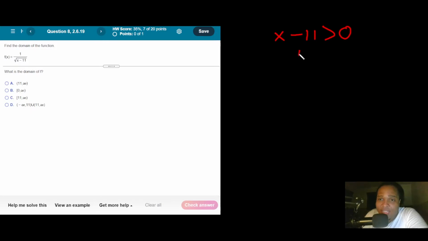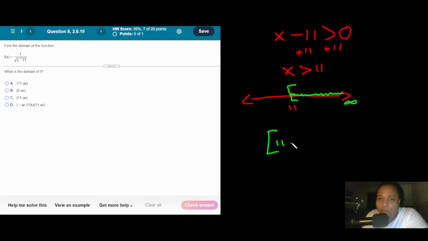So let's go ahead and add 11 to both sides. You get x is greater than 11. That's it. So let's graph it up. We have 11. If it's greater than 11, we're going to go ahead and put a bracket here and just shade everything to the right of 11. So copy and paste. Remember, this is infinity. So this is 11 all the way to infinity. And that's it.